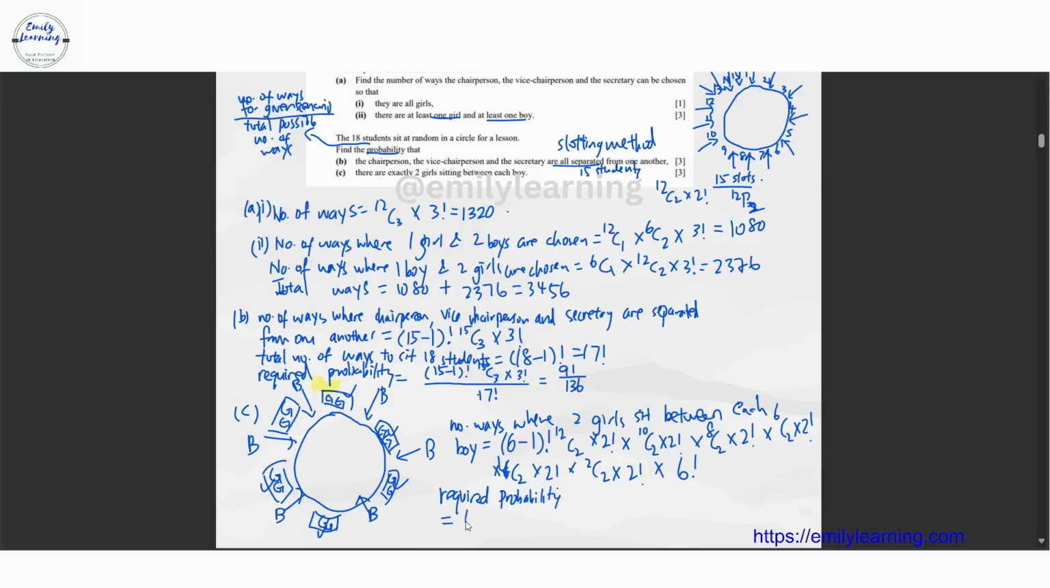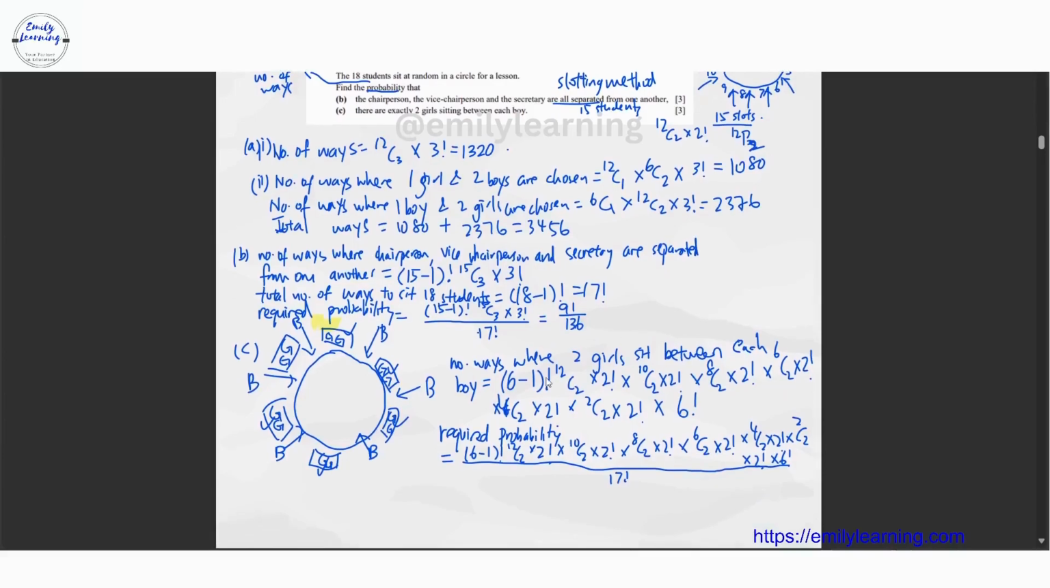is basically equals to 6 minus 1 factorial times 12 choose 2 times 2 factorial times 10 choose 2 times 2 factorial times 8 choose 2 times 2 factorial times 6 choose 2 times 2 factorial times 4 choose 2 times 2 factorial times 2 choose 2 times 2 factorial times 6 factorial over 17 factorial.